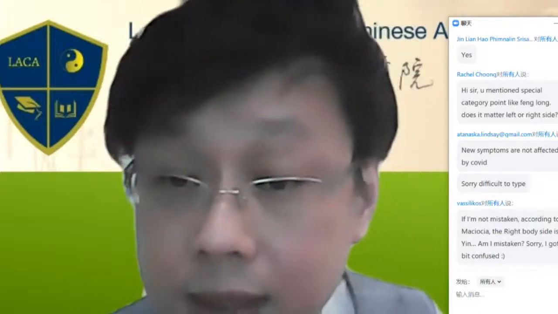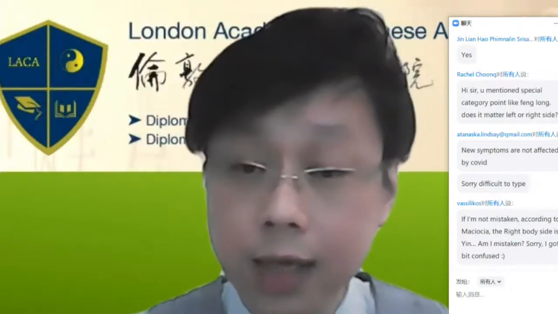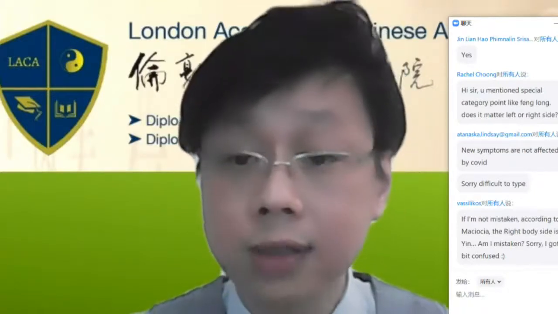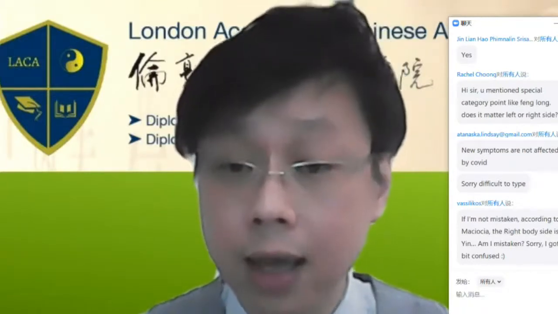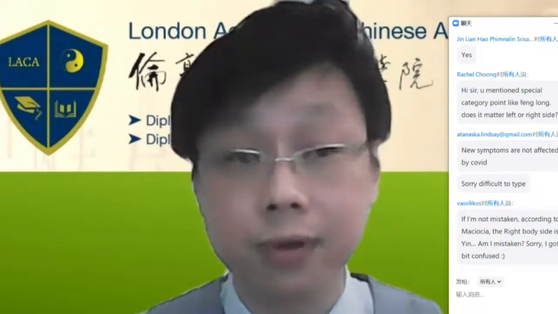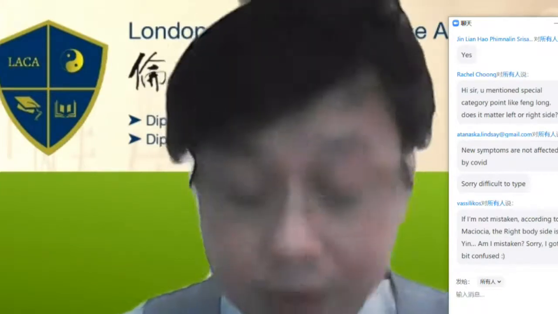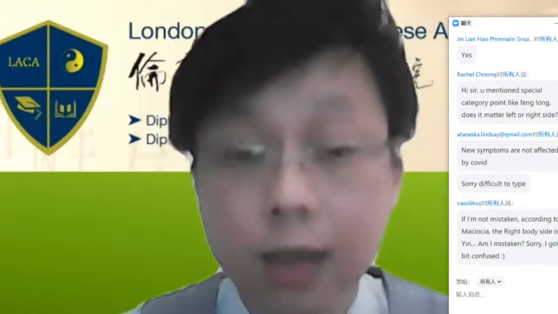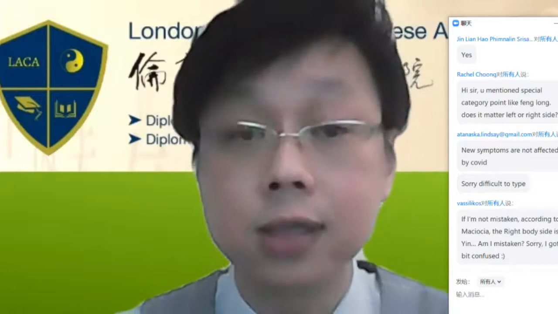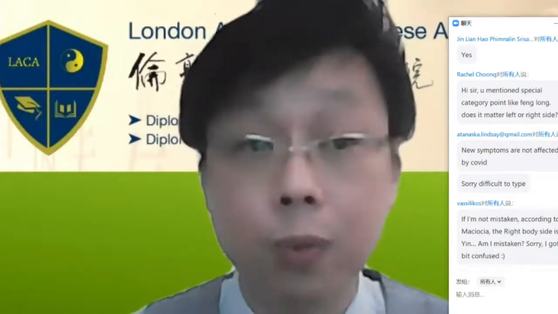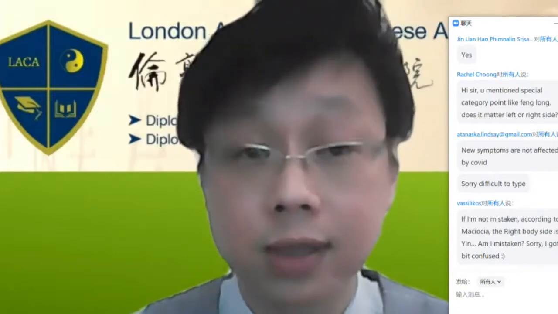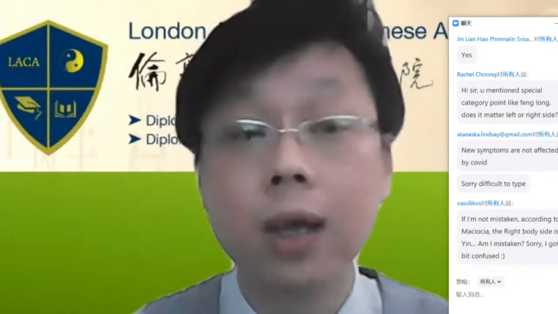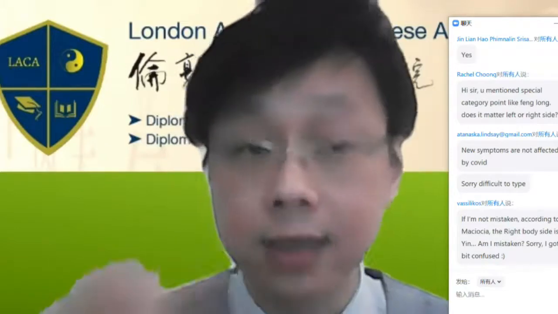Right, okay. You said, if I'm not mistaken, according to the theory, the right body side is yin. Am I mistaken? Sorry, I got a bit confused. Right, not only are you confused, many people are confused. So just so you understand, the yin-yang concept is conditional. So when you say one side yin, one side yang, it is on a certain circumstance. It's not pure. So everything has yin and yang.